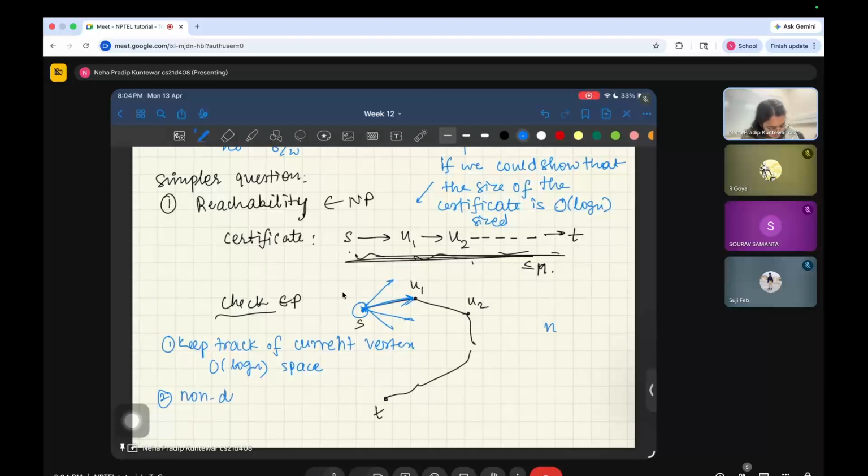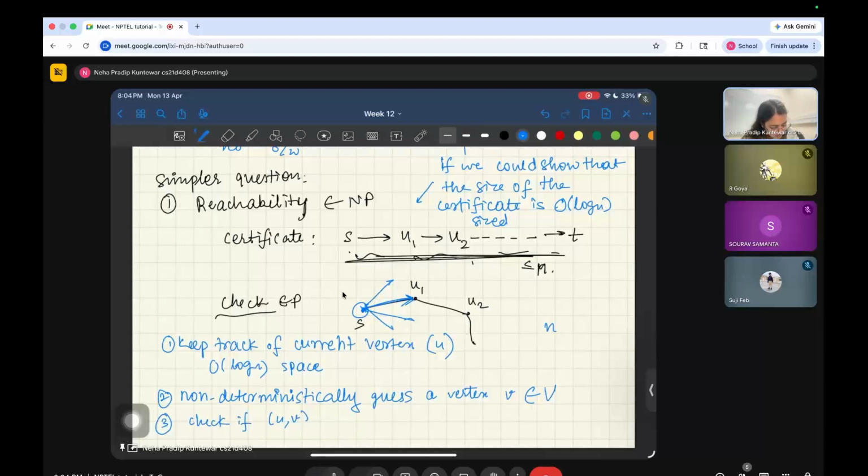So non-deterministically you will choose the neighbor u1. Or, I mean, you're not really choosing a neighbor, you are just guessing another vertex. Guess a vertex v in V. The third thing you're going to do is check if UV is actually an edge.